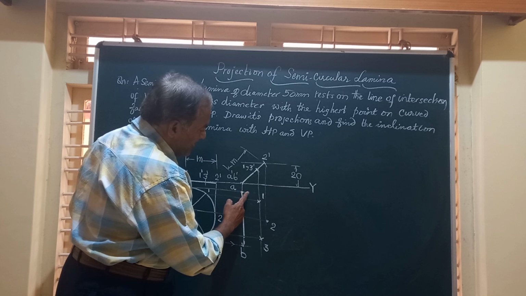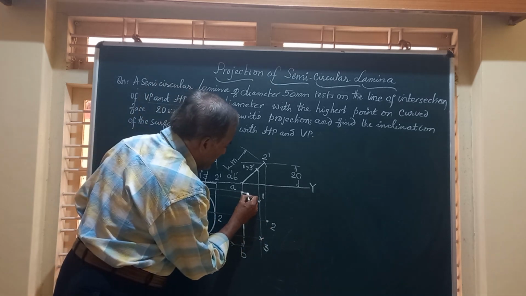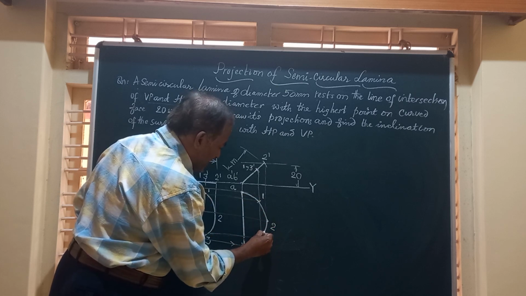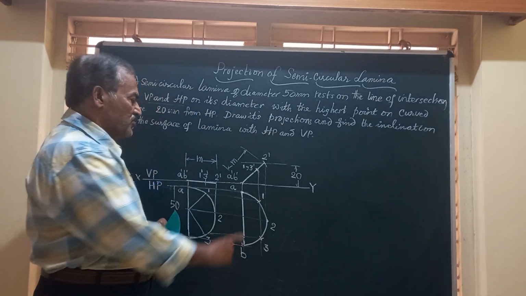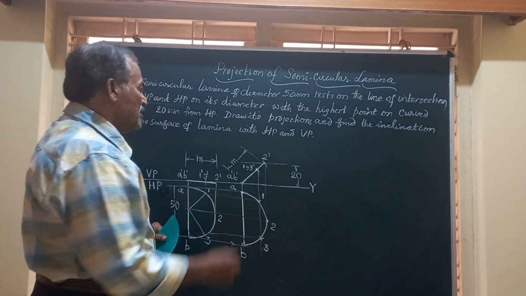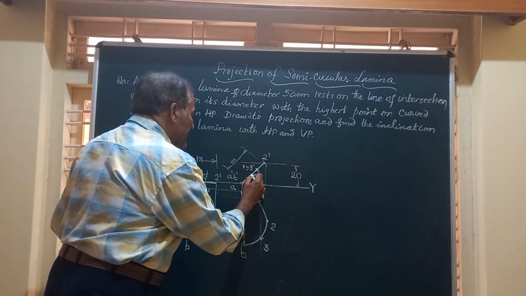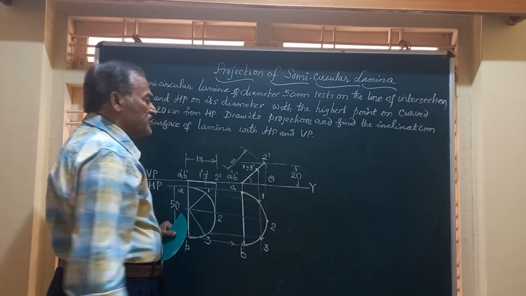But this part A, 1, 2, 3, B is going to be a curve. So join these points 1, 2, 3 to A and B by a continuous smooth curve. So this figure will represent the top view of the lamina when the lamina is making an angle of theta. So this theta can be measured using a protractor.